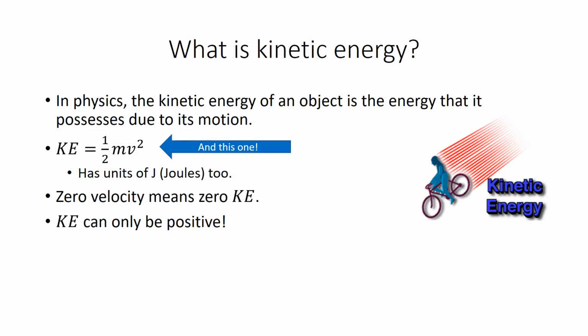You cannot have negative kinetic energy. And why can't we have negative kinetic energy? Because 1/2 is a positive number. Mass, you can't have negative mass. And you can have negative velocity, but when you square it, guess what? It's positive again. So you cannot have negative kinetic energy. If you have zero velocity, of course you have zero kinetic energy.